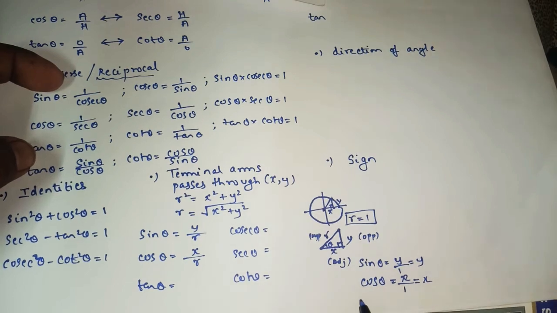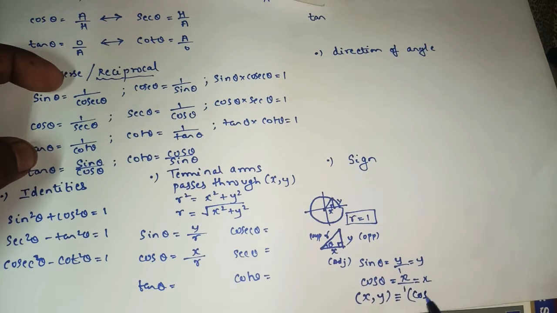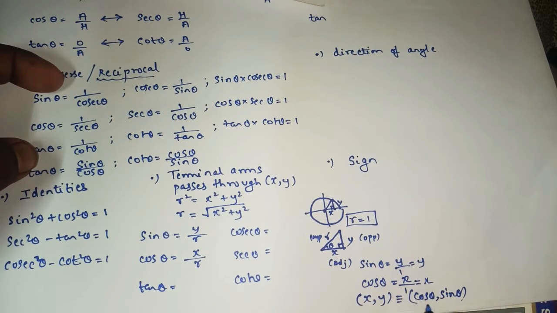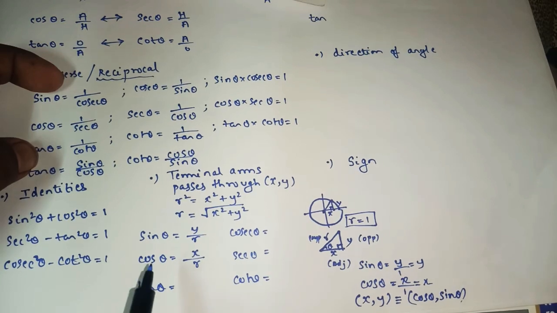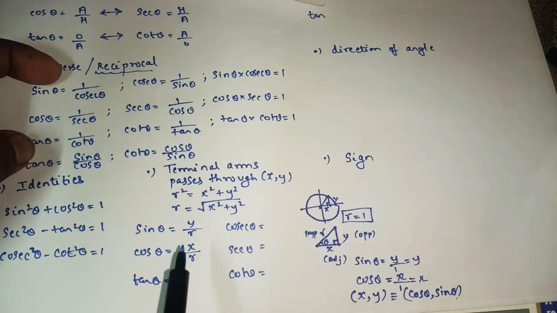Yes or no? So in short, here we come to the conclusion that X comma Y will be equal to what? X coordinate is cos theta, and Y coordinate is sin theta. With the help of this formula we come to the conclusion, if the radius of the circle is 1, if we consider R as 1, then sin theta is actually the Y coordinate, and cos theta is actually the X coordinate.